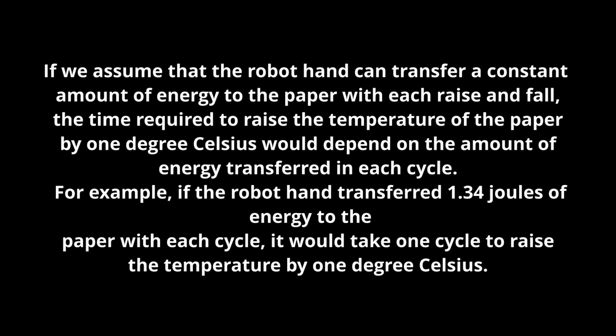If we assume that the robot hand can transfer a constant amount of energy to the paper with each raise and fall, the time required to raise the temperature of the paper by 1 degree Celsius would depend on the amount of energy transferred in each cycle. For example, if the robot hand transferred 1.34 joules of energy to the paper with each cycle, it would take 1 cycle to raise the temperature by 1 degree Celsius.